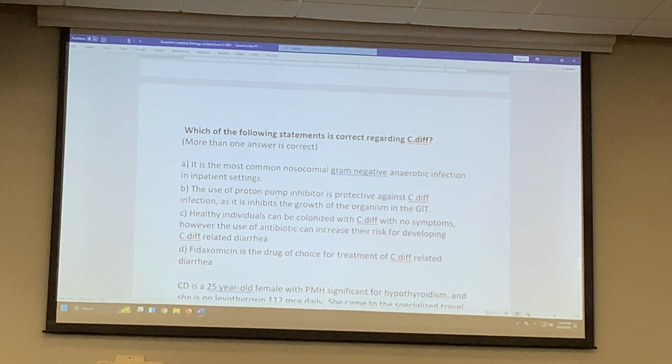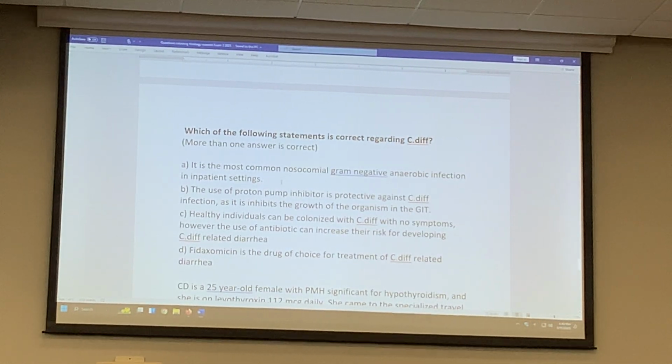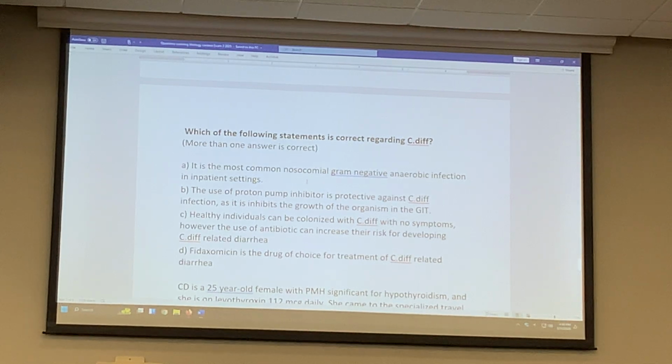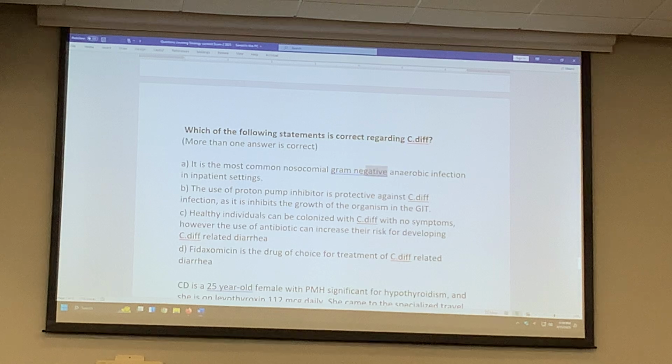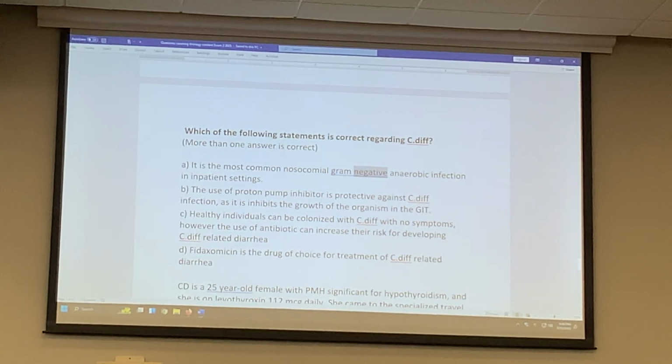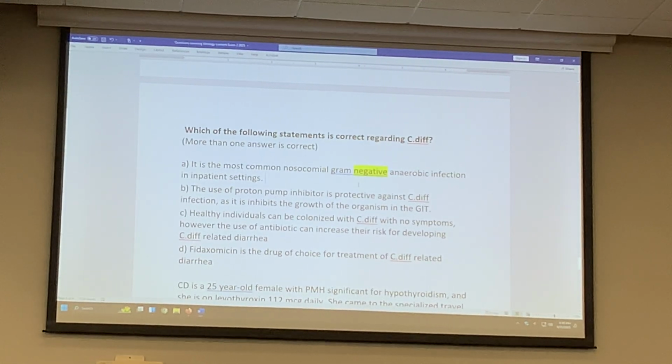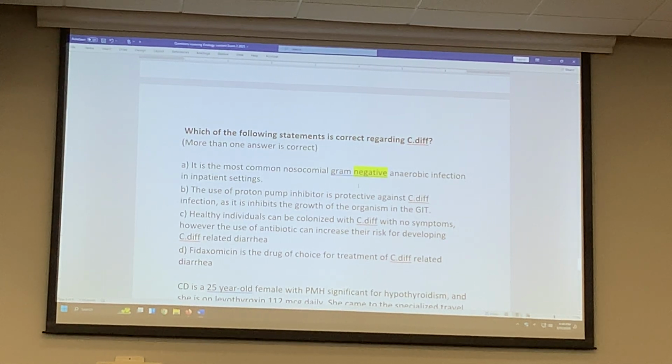B, right? So these are risk factors. They are not protected, they're actually risk factors. What about A? Be very careful. What's wrong here? It's a gram-positive, not negative. So that's a mistake. What about healthy individuals can be colonized? Yes, exactly. And fidaxomicin, the drug of choice? Yes. Okay.